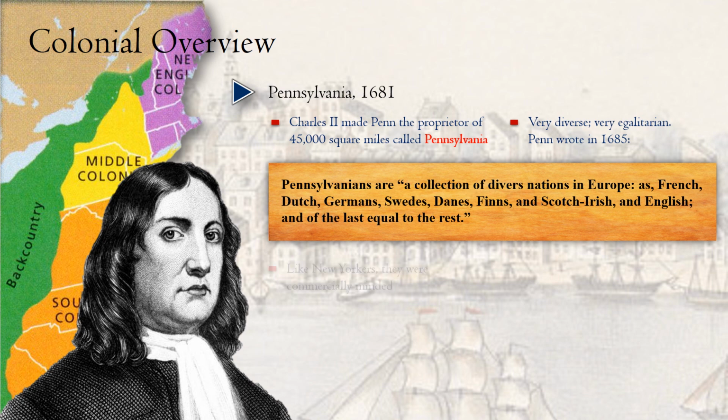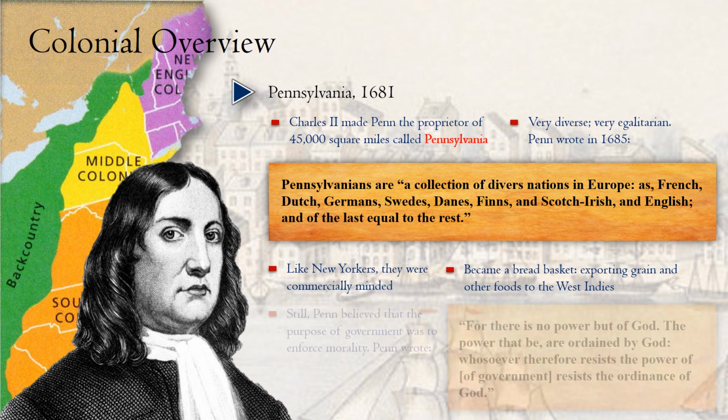equality and egalitarianism. Like New Yorkers, Pennsylvanians are quite commercially minded. They became a breadbasket to not only the rest of the colonies, but also to the West Indies, exporting grain and other foods there to make money.